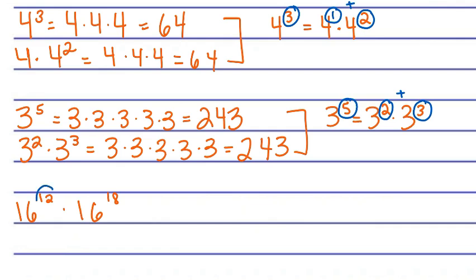So that's going to make this 16 to the 12 times 16 to the 18 easier on us. We're not going to have to write it out and expand it all. Instead, we can use the shortcut. Add those. 16 to the 12 plus 18. 30. Yeah, to the 30. 16 to the 30.